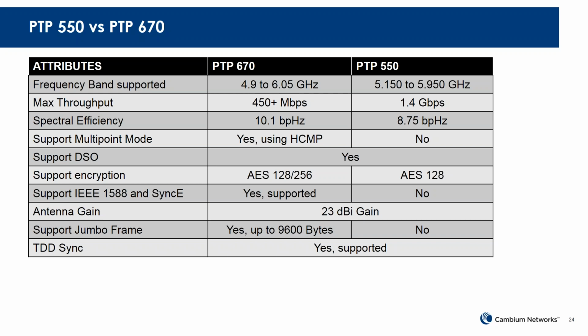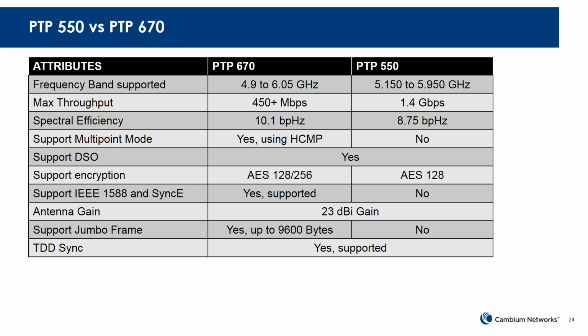The PTP 670 supports HCMP or multi-point. So basically, you can connect up to 8 remotes to one PTP 670 master. So you can use it in multi-point mode, whereas the PTP 550 cannot support that. Both the radios support some form of DSO, and PTP 670 supports AES 128 and 256, whereas the 550 just supports 128.